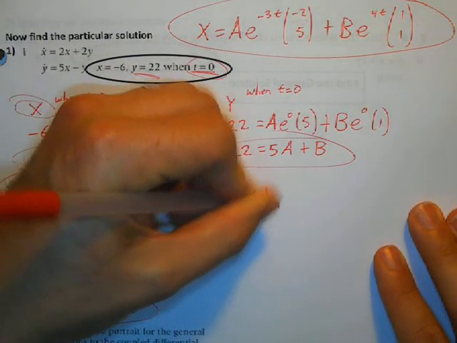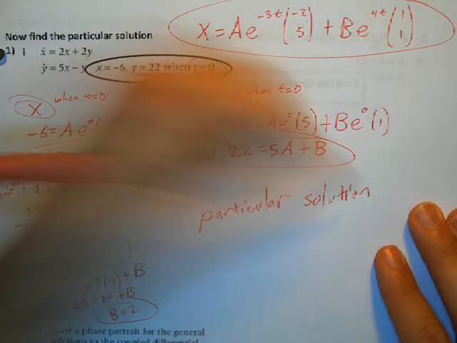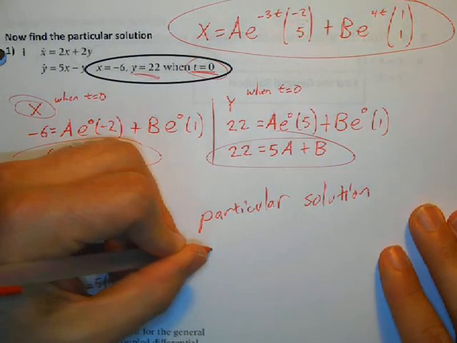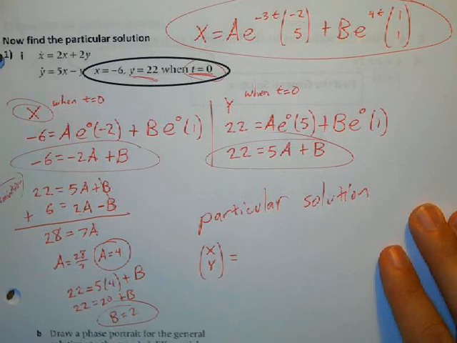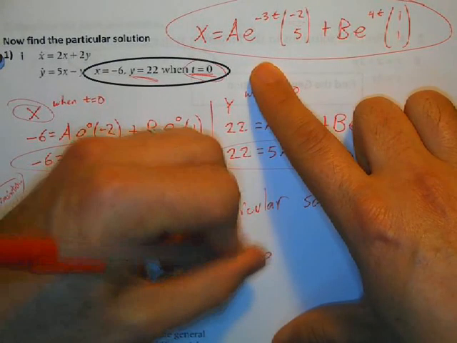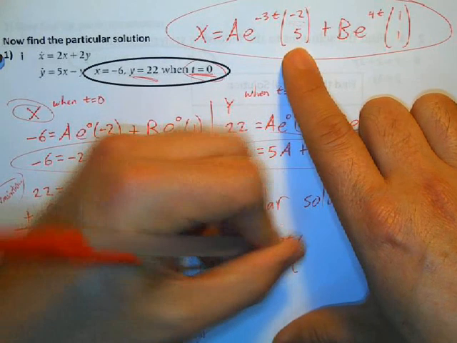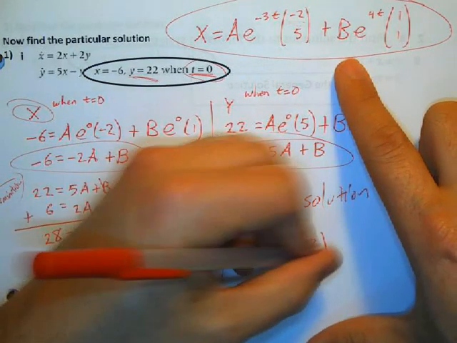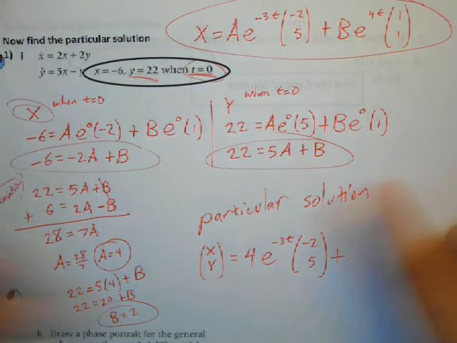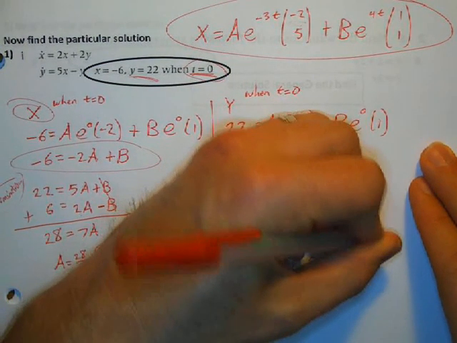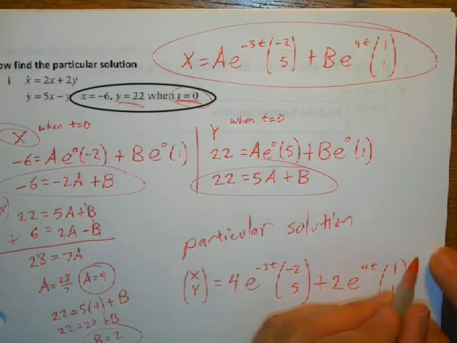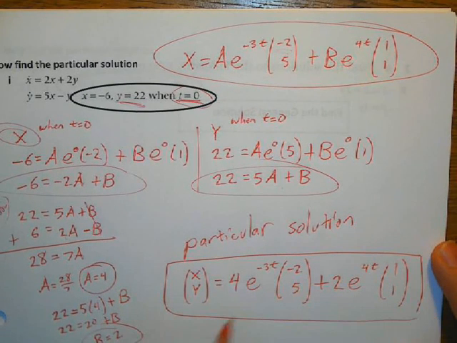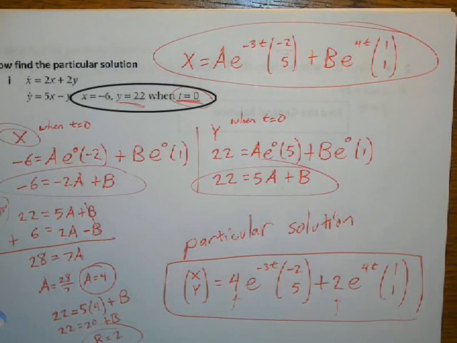Particular solution is going to give me x, y equals, so a is 4, so I'm going to write it as 4 e to the negative 3t, negative 2 and 5, plus, instead of writing b, I'm going to say 2 e to the 4t, 1, 1. So all I did was rewrite the general solution, but now I have my A and my B. Okay, so let's draw the phase portrait for this.